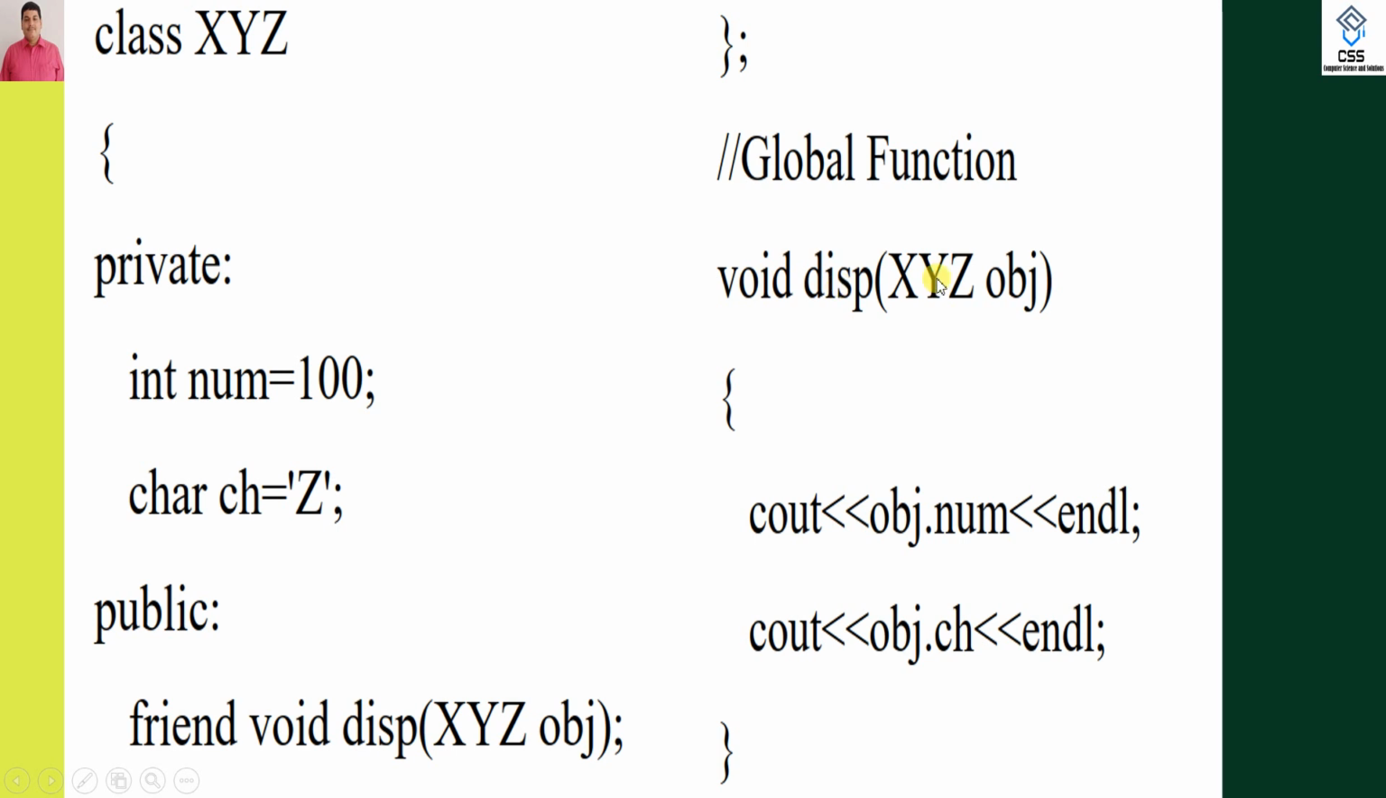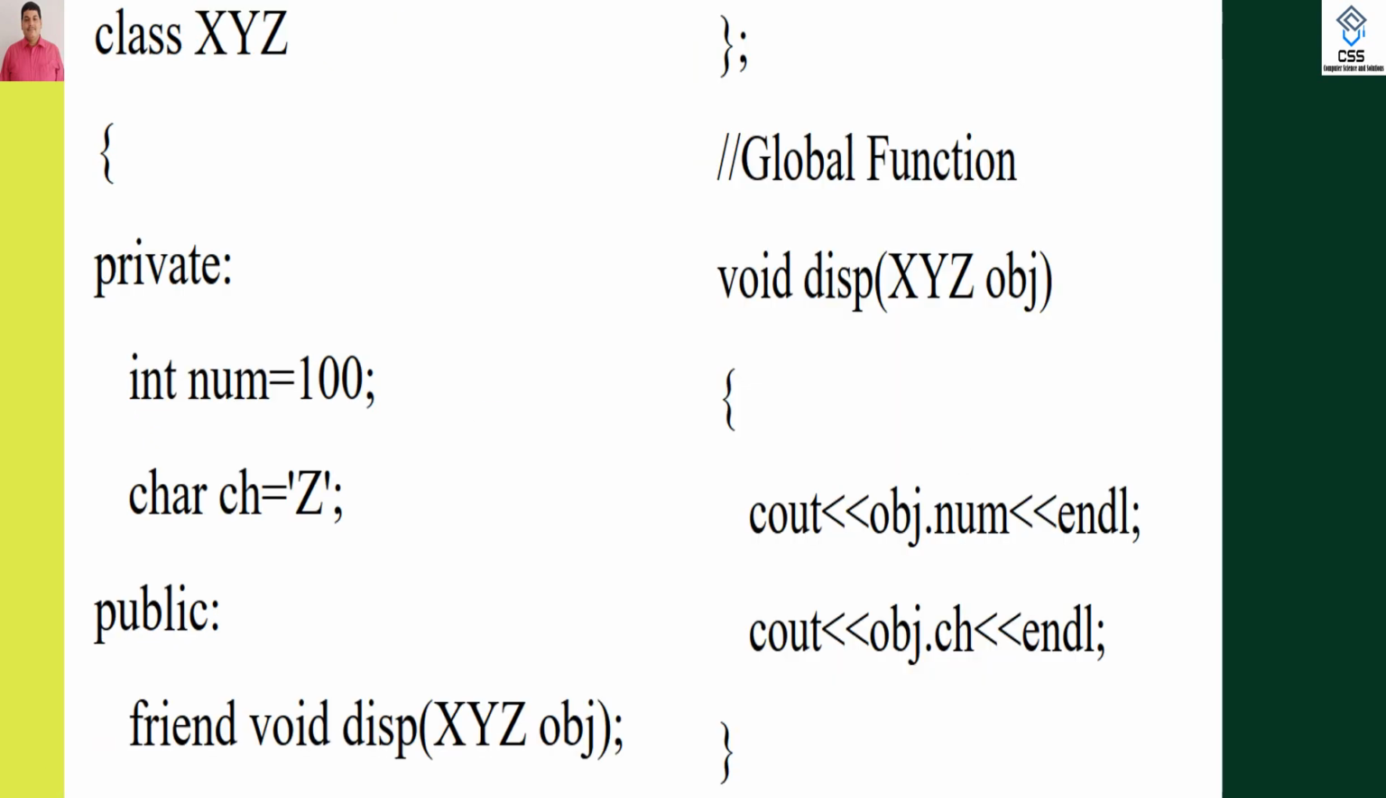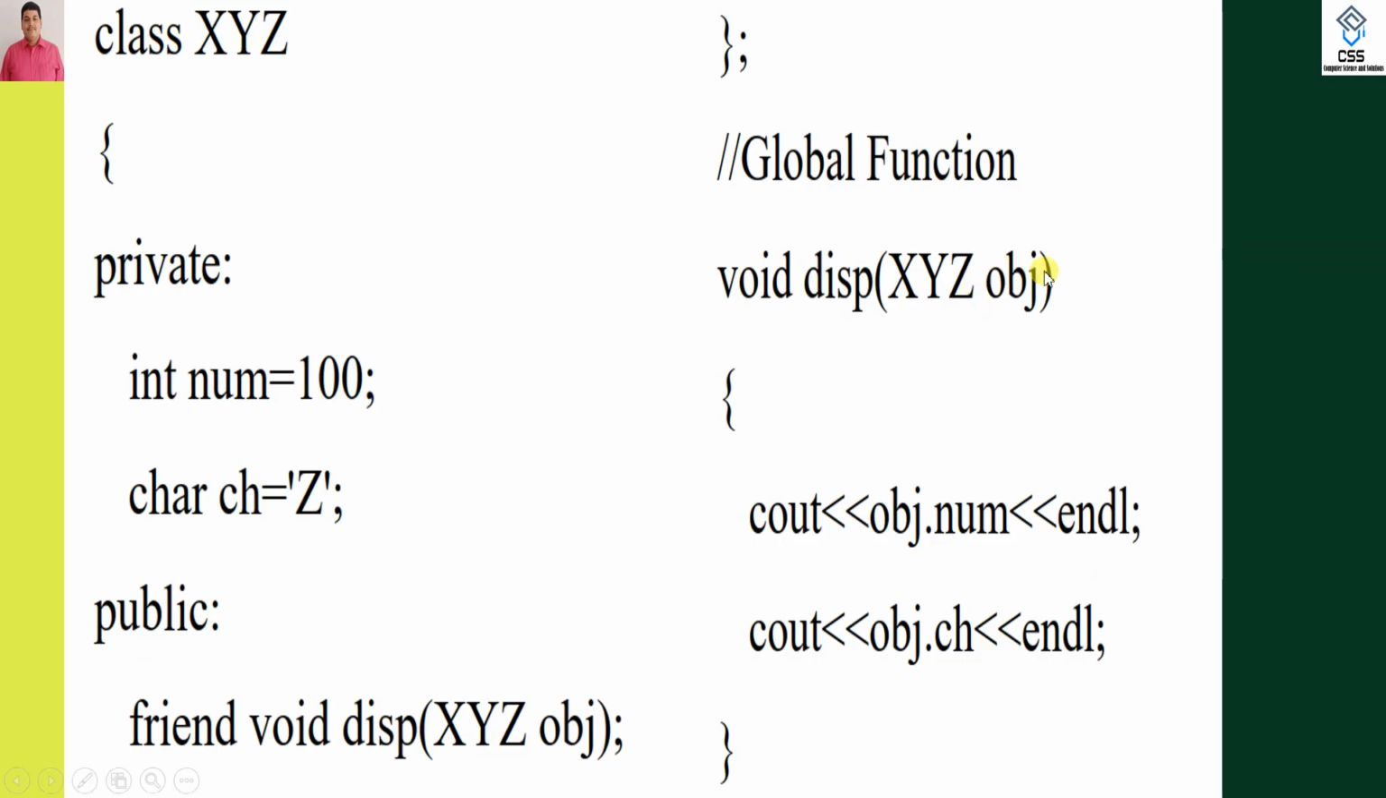Outside, the display function carries the object of XYZ class, but program execution starts from here. XYZ object, if there is a constructor, then it will be called. There is no constructor. Now display of object means the display method, a user defined method, carries the object. The object belongs to the XYZ class, then it will be received as the object in the XYZ class. The object name in the calling block and called block may be different or the same.